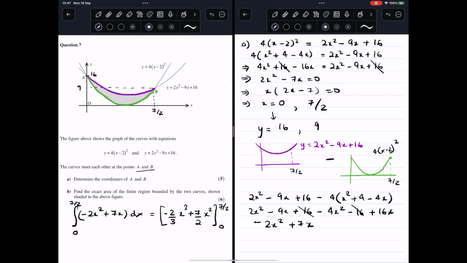So now I'm going to put in the limits, and I'll get something like minus 343 over 12 plus 343 over 8. So that simplifies to 343 over 24, and that will be my answer.